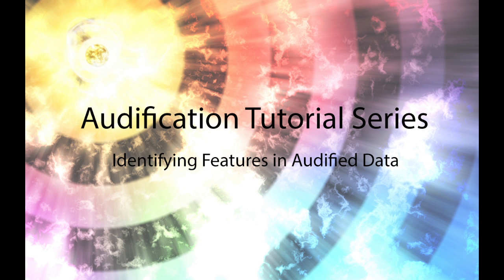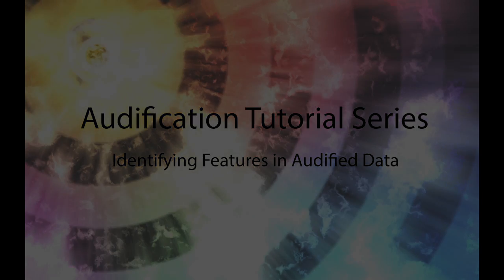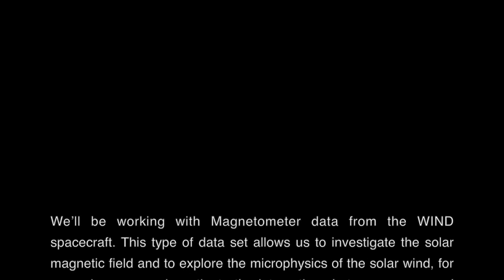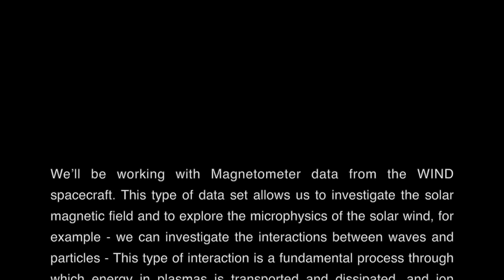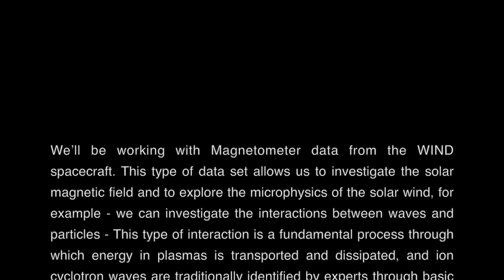In this video, we'll demonstrate how to apply auditory and visual analysis techniques to identify ion cyclotron wavestorm events in audified solar wind turbulence. We'll be working with magnetometer data from the WIND spacecraft. This type of dataset allows us to investigate the solar magnetic field and to explore the microphysics of the solar wind. For example, we can investigate the interactions between waves and particles.